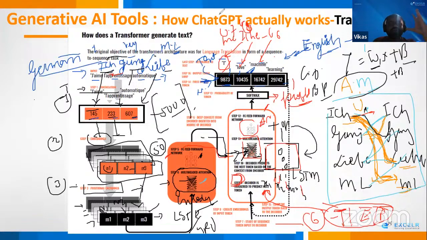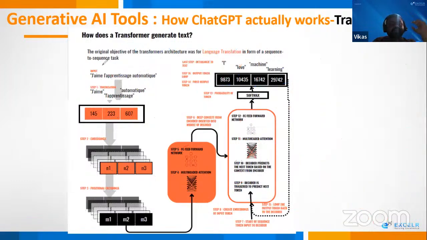I know the diagram looked very messy, but you might have understood the entire process of what is going on. So let's recap once again. I'm passing here "Ich liebe ML". So what is going to happen here? The first thing will be tokenization. I'm performing tokenization, which converts the words into numbers.